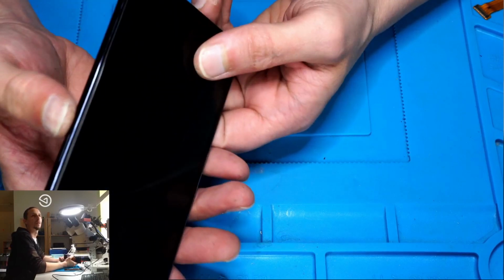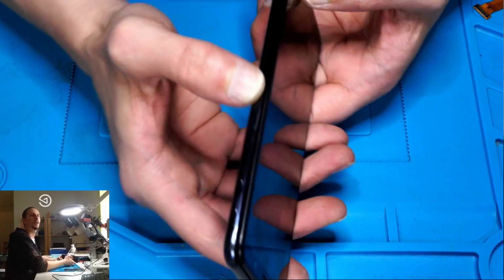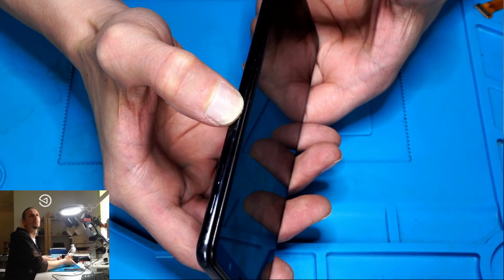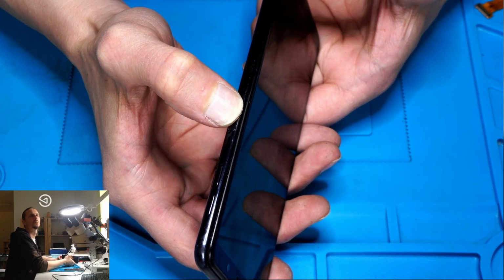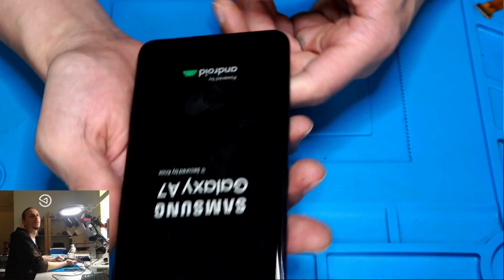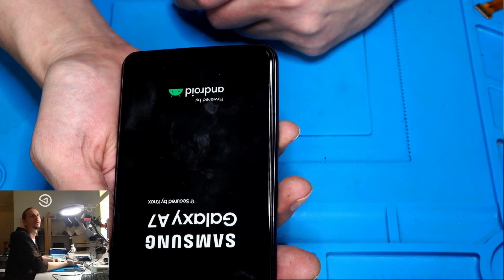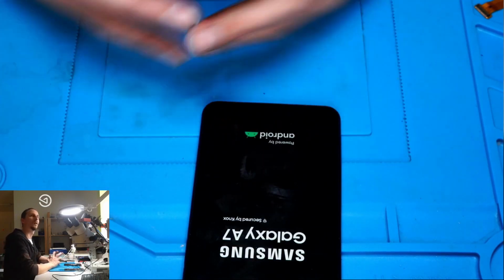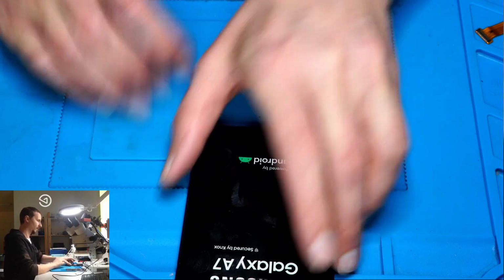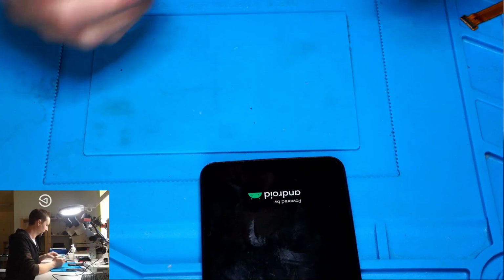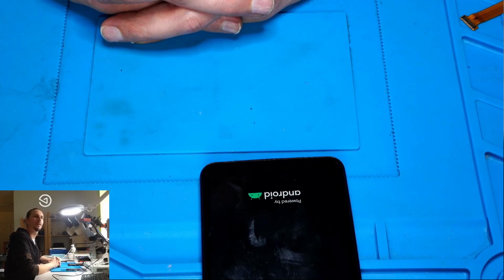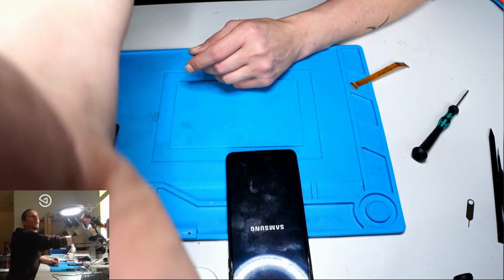So, let's make some magic. Power button. And it turns on without the charging port connected. This comes very often. I don't know why. There is no sign of liquid damage or something like that. So, yeah, that's it.